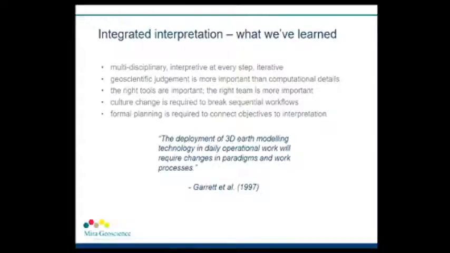Geoscientific judgment is more important than the computational details. In other words, there's lots of ways of getting at these models. There are lots of details and differences in details of how inversion is done, how geological modeling is done, how different types of analysis are done. The geoscientific judgment is much more important. You can get to a reasonable model using many different tools. The right tools are important, though, but the judgment is more important. The right team is important to make those judgments. This cannot be done by an individual. That is one thing that we've absolutely learned.